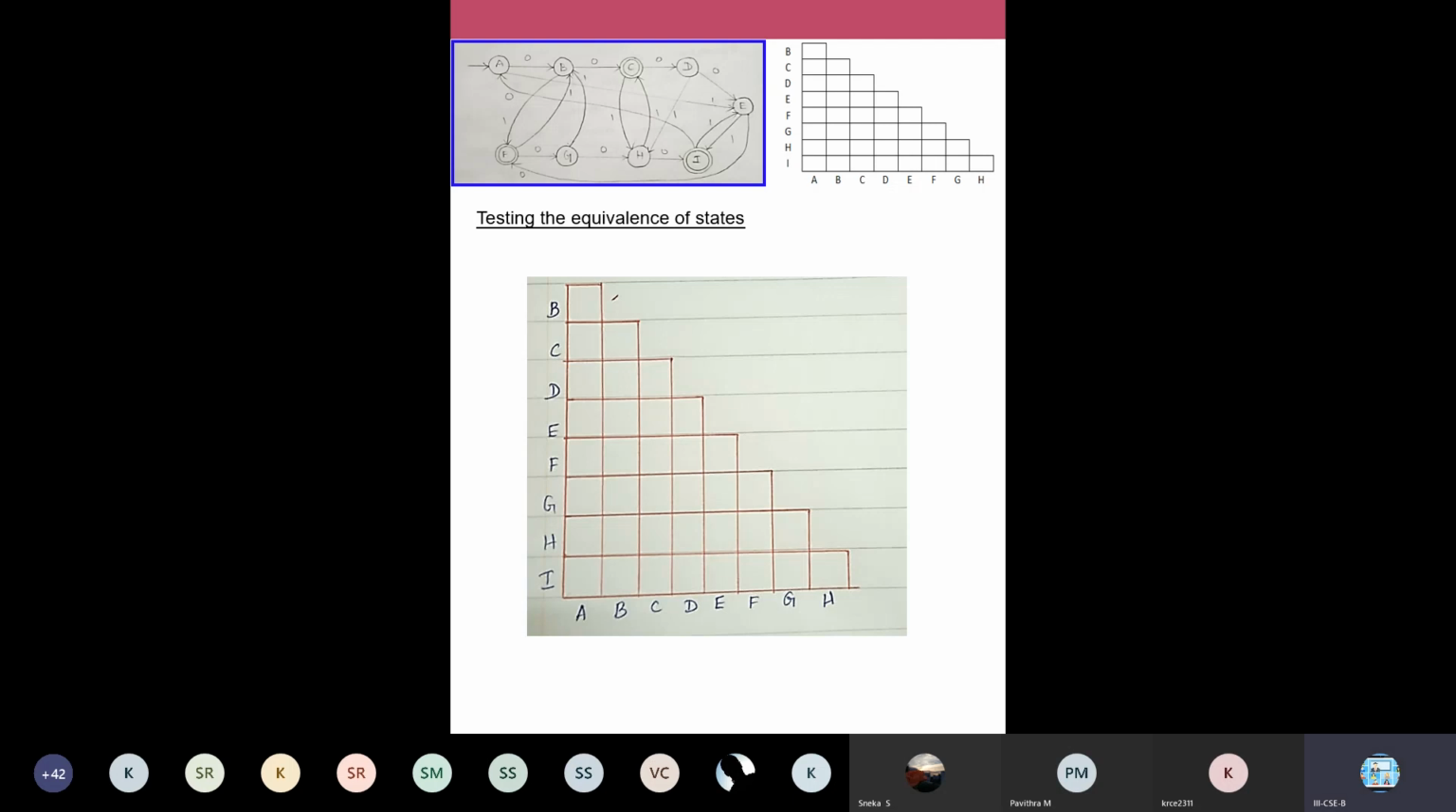One of you can type in the chat box: what are all the accepting states? In your diagram, you have to analyze which are the accepting states and which are the non-accepting states. Then we can easily fill in some of the entries here. So there are 3 accepting states, is it not? C, F and I. So C, F and I are accepting. All other states are non-accepting.